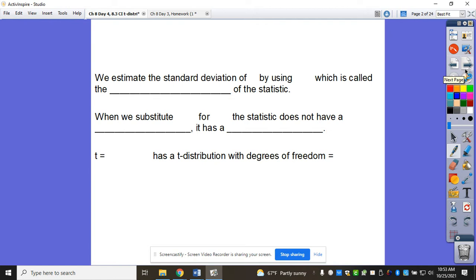So now is where you start filling in stuff. I think this actually has X bar on yours. Switch that over. We estimate the standard deviation of X bar. So what did we use as the standard deviation of X bar? What is the equation for sigma of X bar? Sigma over square root n. All right, so we're going to estimate all of that instead as what? S over square root n.